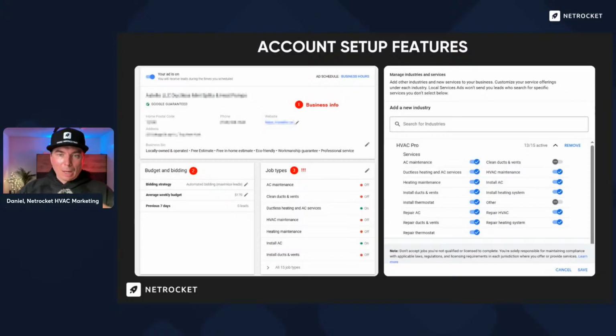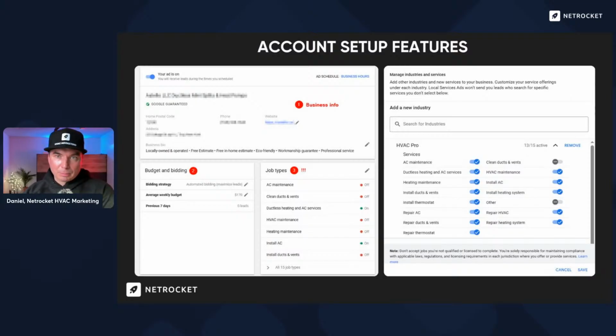So while setting up the account, this is very important: you first provide your business info, you provide your working hours and business hours, then the bidding strategy, either automatic or manual, and you set up your average weekly budget for the ads spend, and you then also pick the job types which you want to advertise to the job search intents.